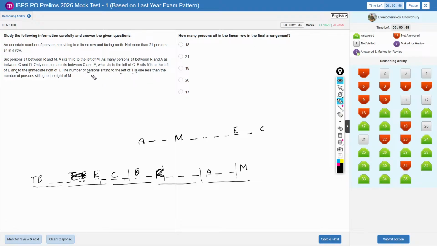So the number of persons sitting to the left of T is 1 less than the number of persons right. So 21% are there. Following persons is to the left of E, TB. So B, left of E. Here the following person extreme left hand T.